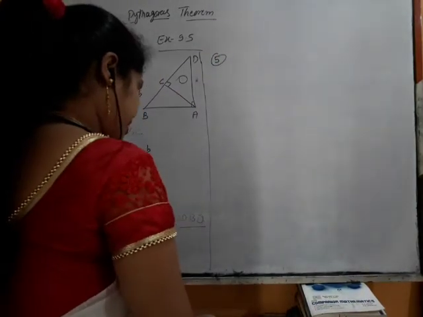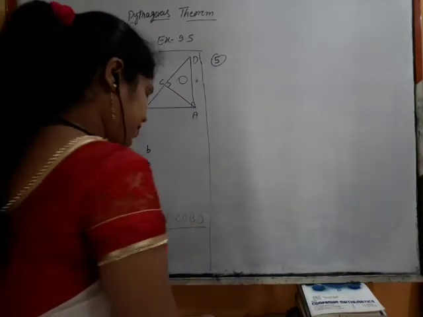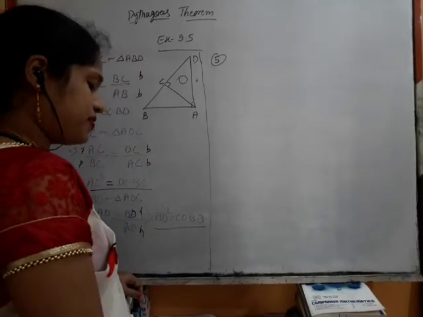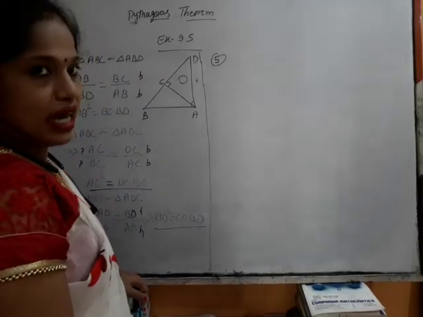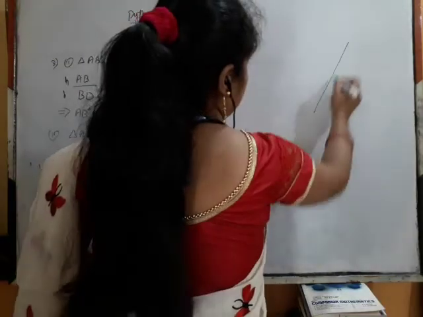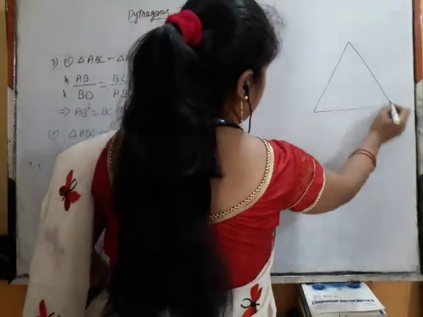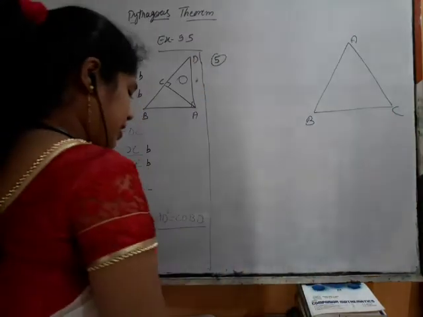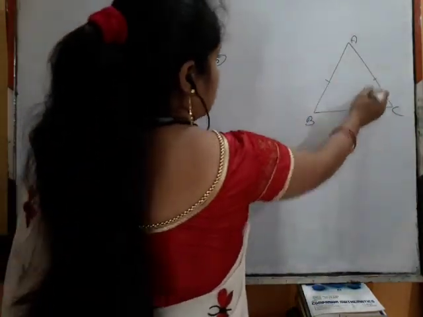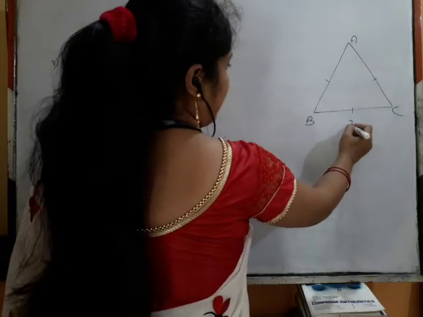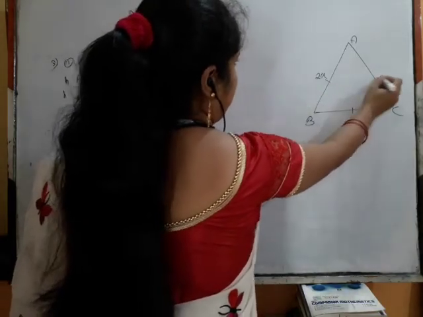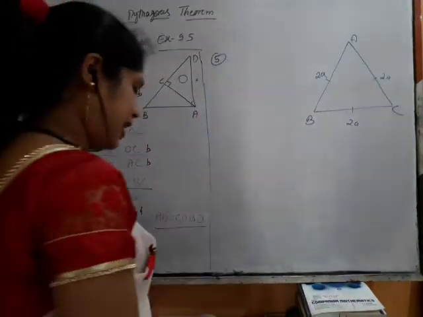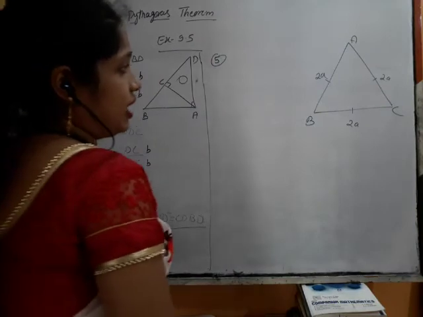Question number 5. ABC is an equilateral triangle of side 2A. Find each of its altitude. This is ABC. It is an equilateral triangle. That means all the sides are equal and all the sides are of the side 2A length. So find each of the altitudes.